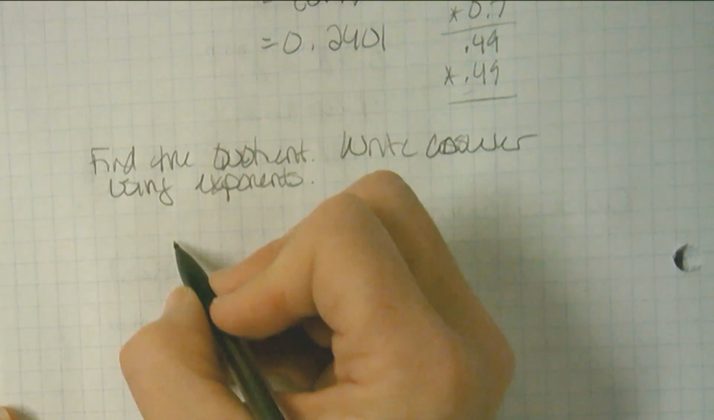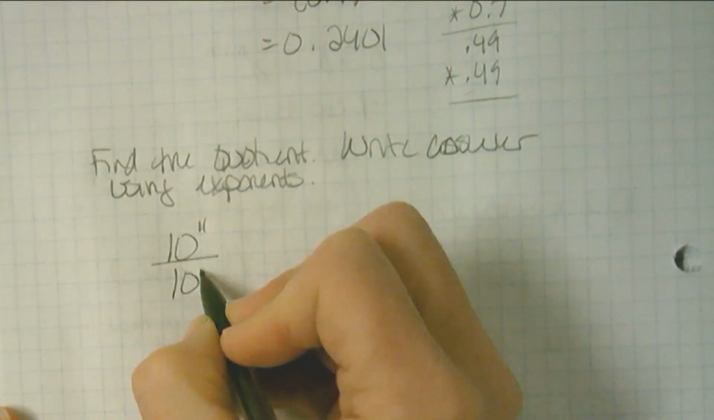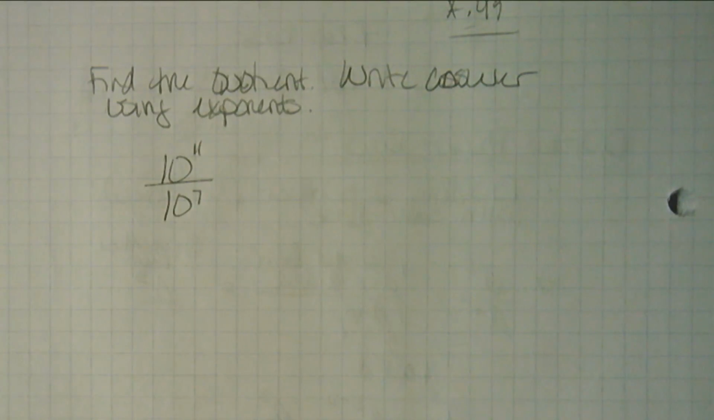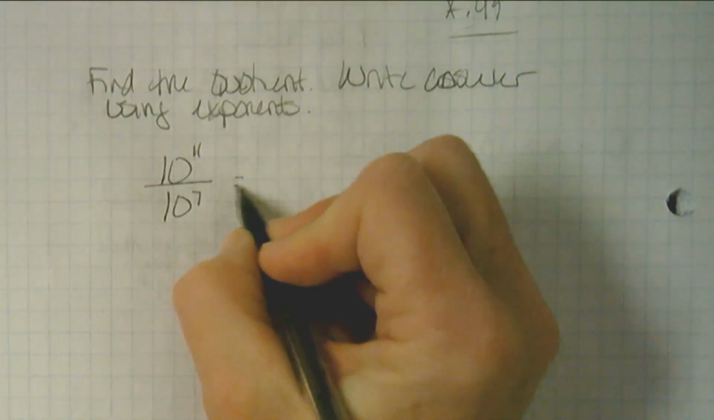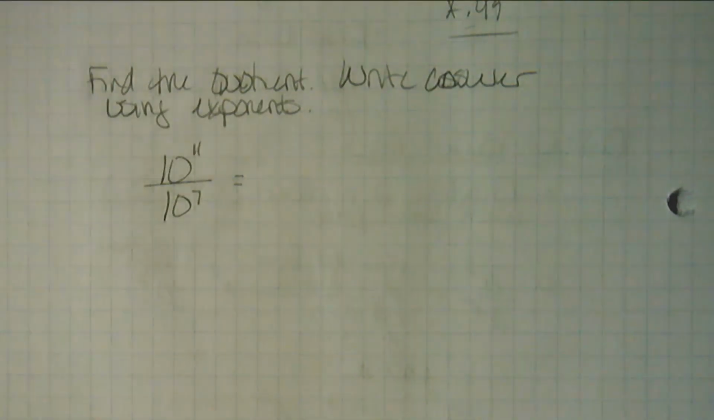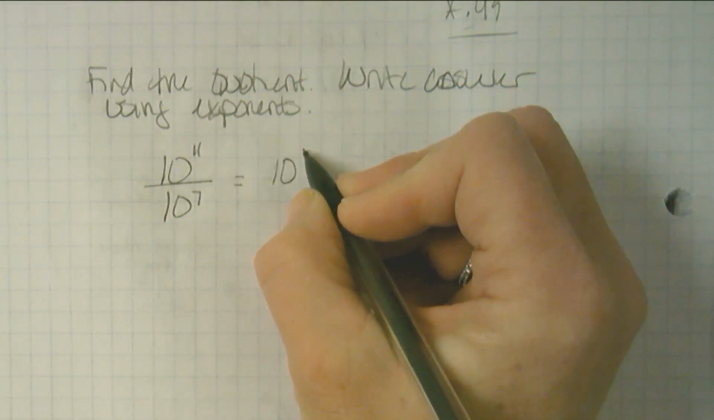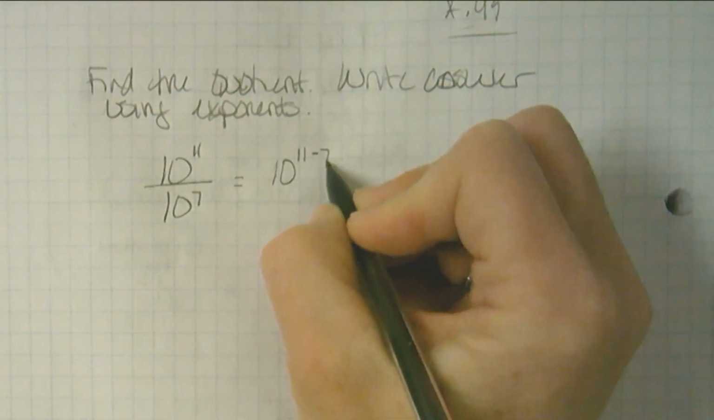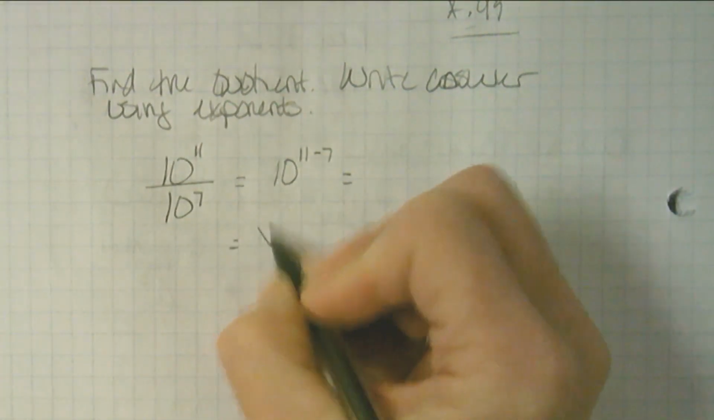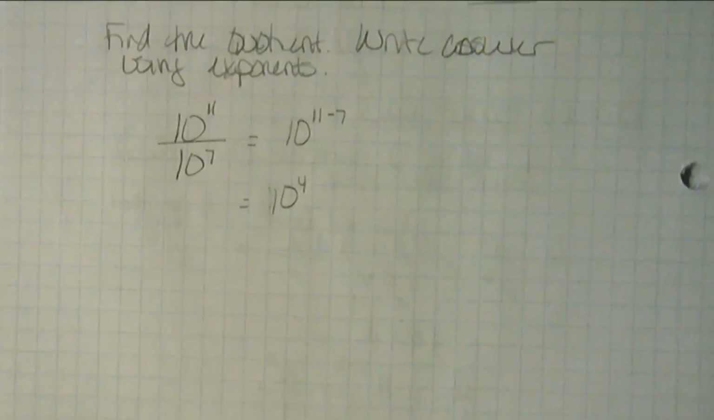Let's do 10 to the 11th divided by 10 to the 7th. AJ, tell me what to do. Which gives me 10 to the what? 10 to the 4th. How many of you guys are cool? All right, let me give you guys another one.